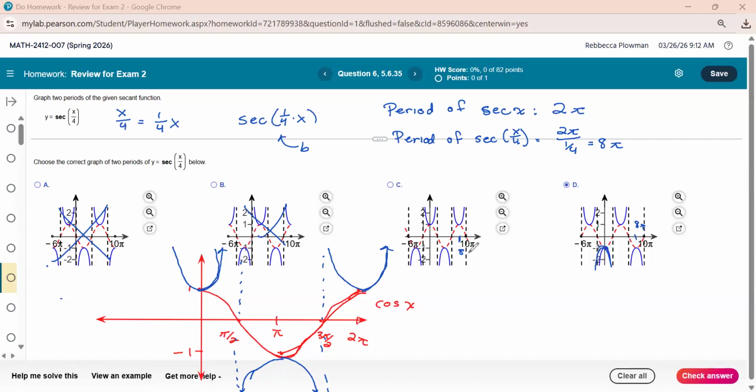So period is not going to be the determining factor here. What's going to be is there's a 1 in front of that secant. So it's positive, meaning it should still look like this. There's nothing to cause it to reflect. So we're looking at this graph.